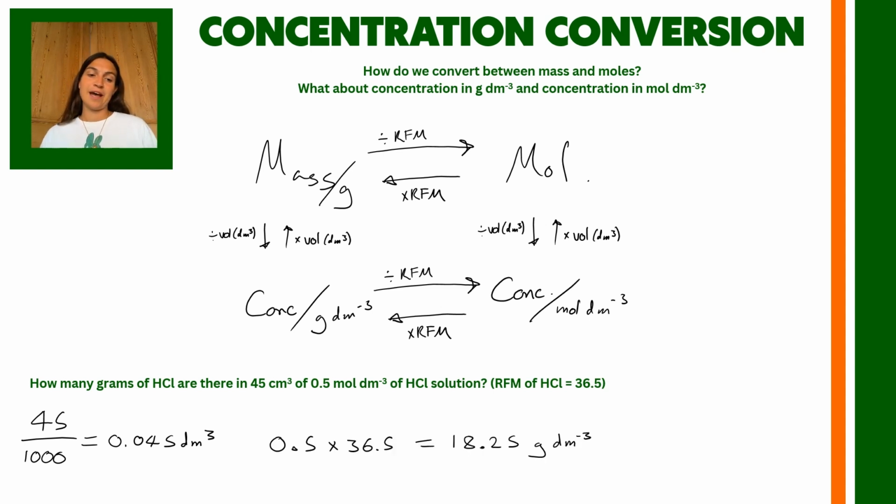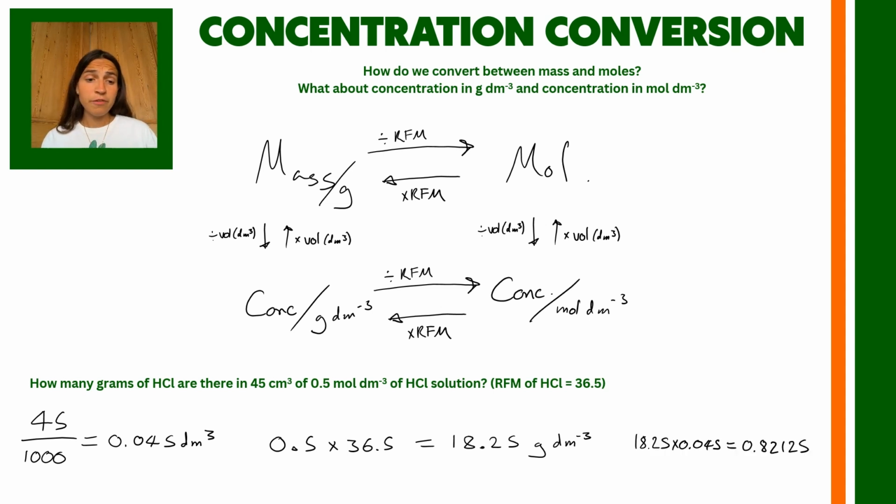Okay, my next step here is to notice that my concentration is currently in moles per decimeter cubed. So then I need to remember, how do I get from that into grams per decimeter cubed? I want that to be in grams per decimeter cubed because eventually I'm trying to work out a mass. And how I do it, if I look above, is I just multiply by the relative formula mass of whatever the thing is, and here it happens to be hydrochloric acid, and it's given to me as 36.5. So 0.5 moles per decimeter cubed times 36.5 is 18.25.